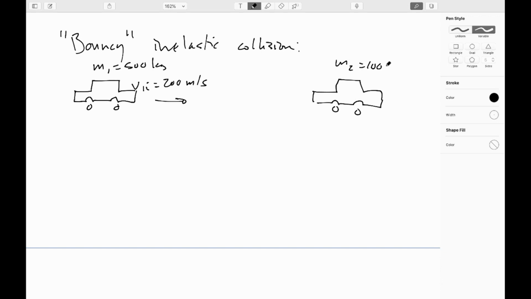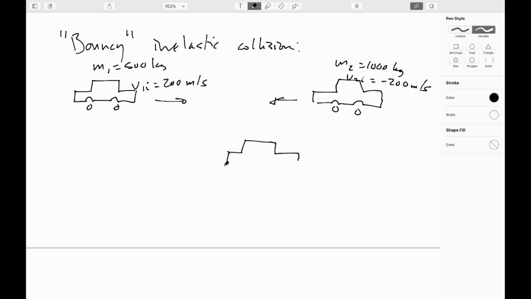M2 is 1,000 kilograms. V2 initial we'll say is minus 200 meters per second. And again, the minus is because we're going to the left. Well, we know here with equal speeds, we know from our intuition that the big car is going to win. Both cars at the end of the collision are going to be moving to the left.